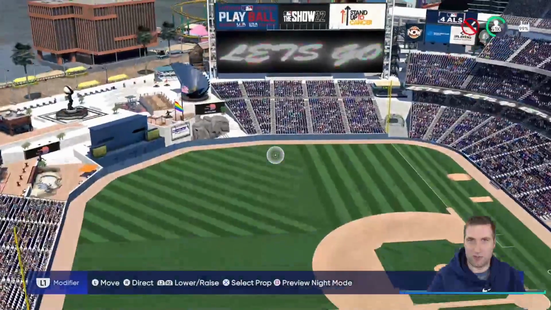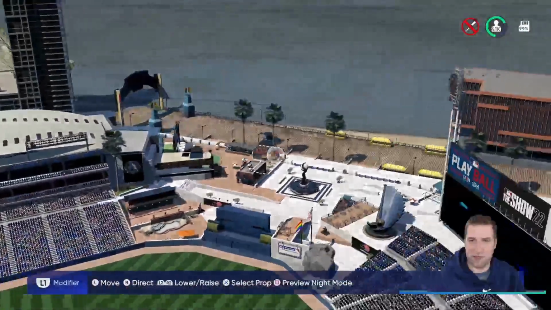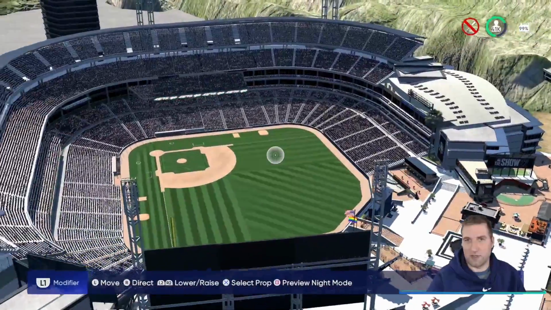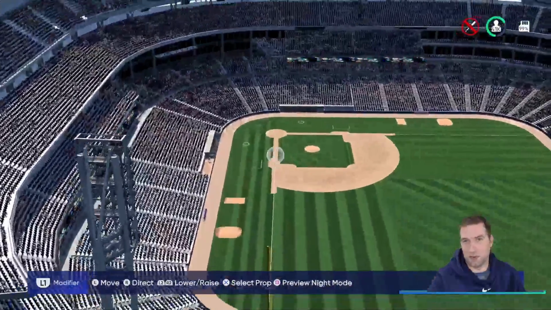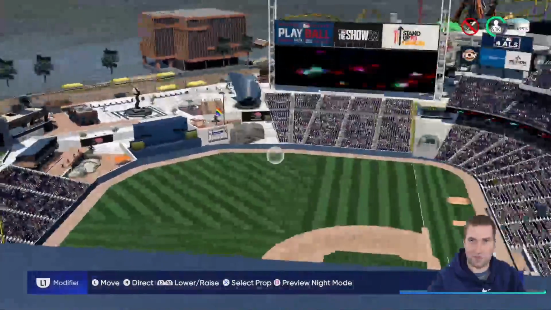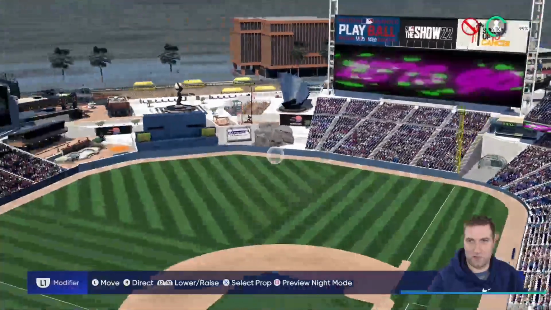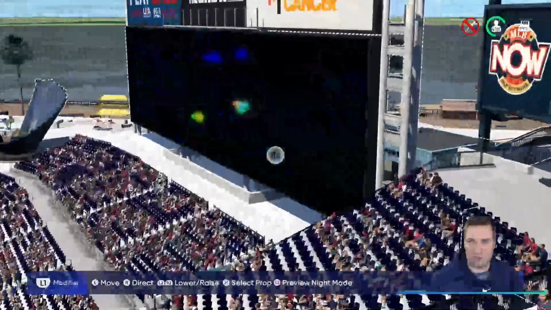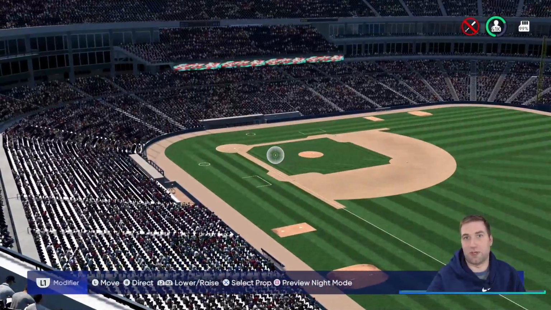Your scoreboards are usually going to be somewhere in the outfield, along that line. And then you want to base it on the angle of your stadium as to where to place it. So you want the most amount of people to be able to see it at once. That's why I placed mine over here, because everybody has a view of it, and even my corner has a view of it outside. So you want the most amount of people to see your giant video board as possible.